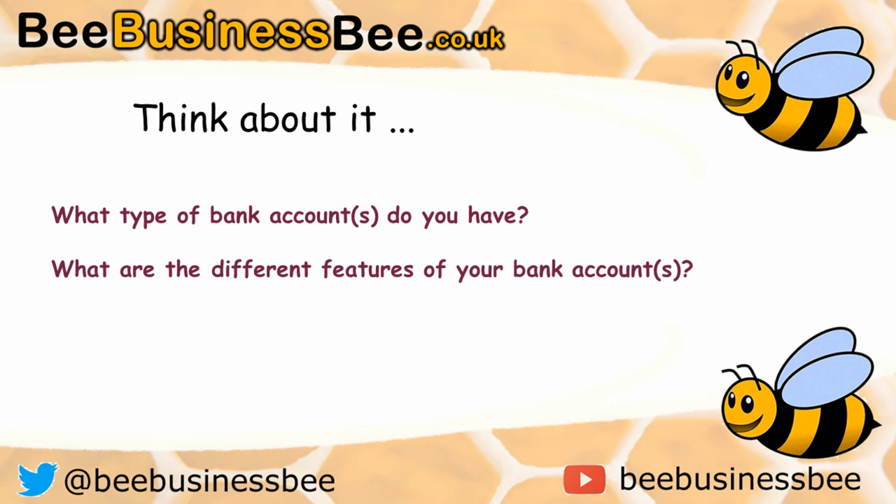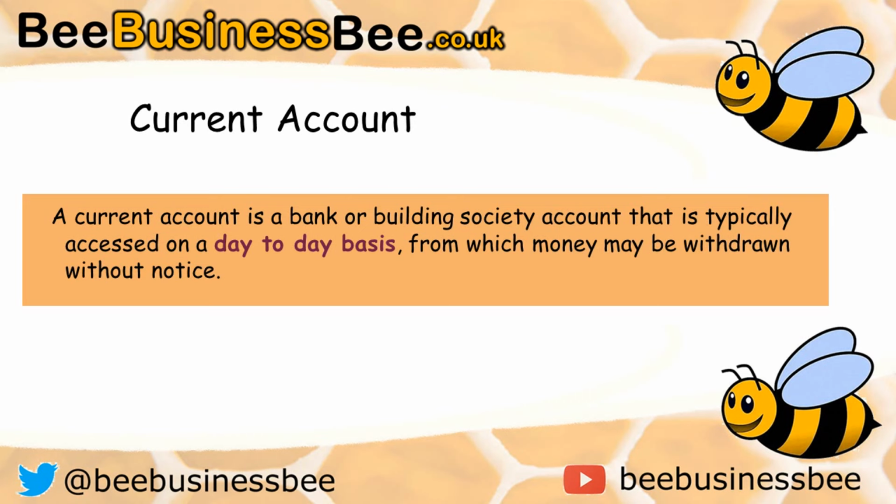We're going to try and look at 4 different types of account that you need to know for the course. We're going to start by understanding what a current account is. The term current account is a bank or building society account that is typically accessed on a day-to-day basis, from which money may be withdrawn without any notice. This is your typical bank account which you'll normally have your wages paid into.